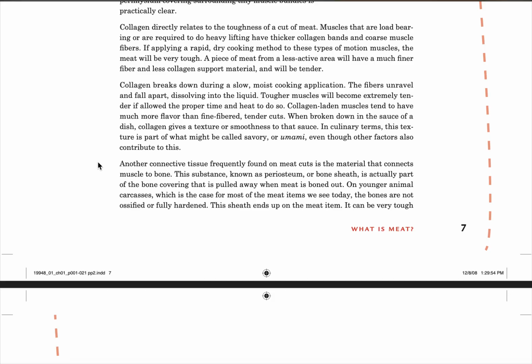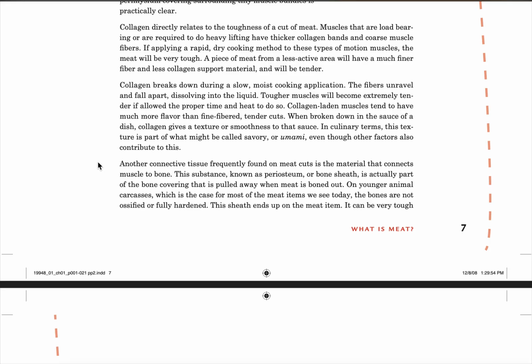Collagen directly relates to the toughness of a cut of meat. Muscles that are load bearing or are required to do heavy lifting have thicker collagen bands and coarse muscle fibers. If applying a rapid dry cooking method to these types of motion muscles, the meat will be very tough. A piece of meat from a less active area will have a much finer fiber and less collagen support material and will be tender.